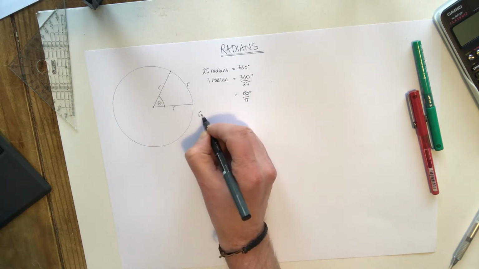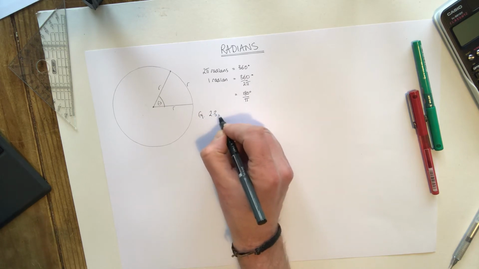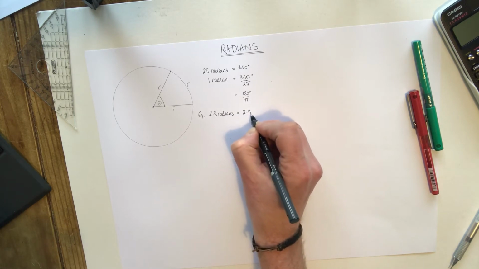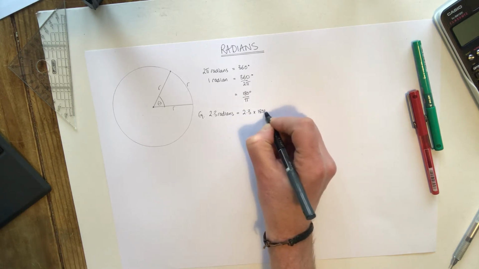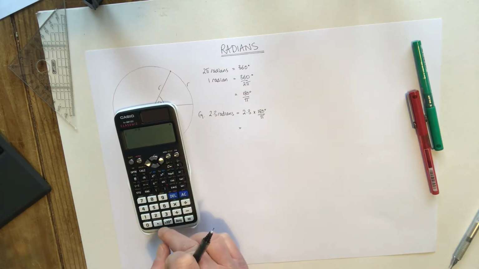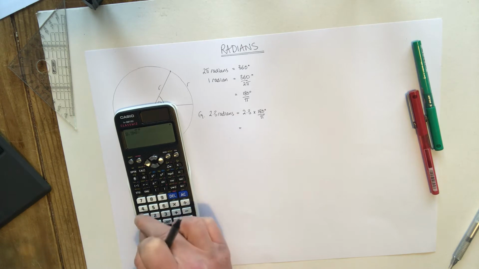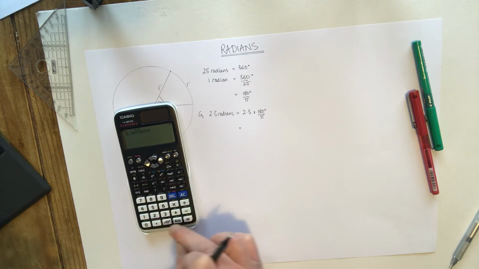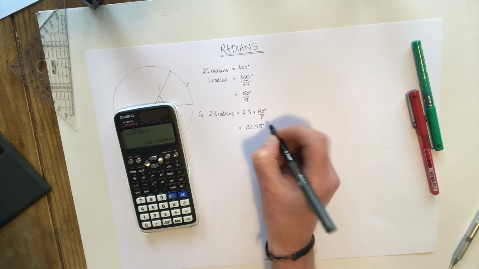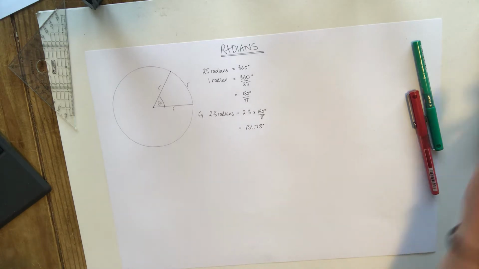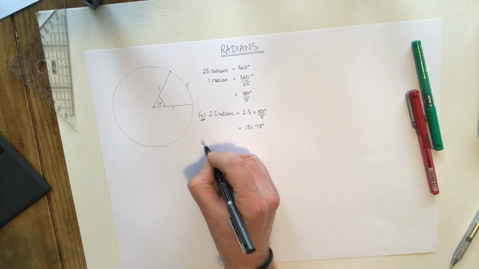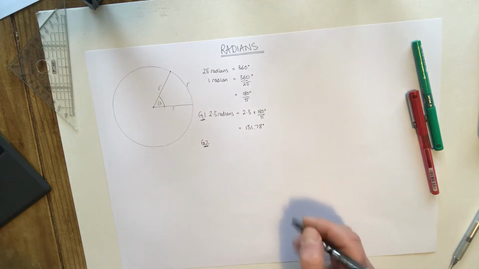So for example, if you wanted to work out what 2.3 radians is, it's 2.3 times by 180 degrees over pi. 2.3 times by 180 divided by pi equals 131.78 degrees. So that's how you convert from radians to degrees. First example.